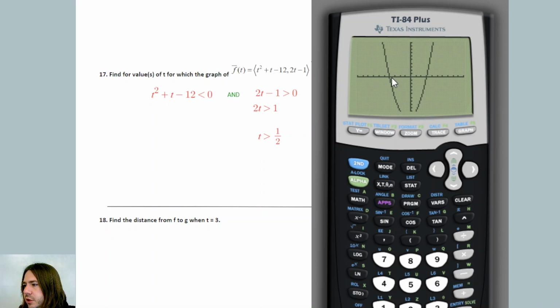And so you can see it's below the x-axis down here. And so the t values are going to be in between, what is that, 1, 2, 3, -4 and +3. So we'll say t is in between -4 and +3. In a future unit, we will go into much more detail on how to solve something like that algebraically, but for now it's fine to just use your calculator.